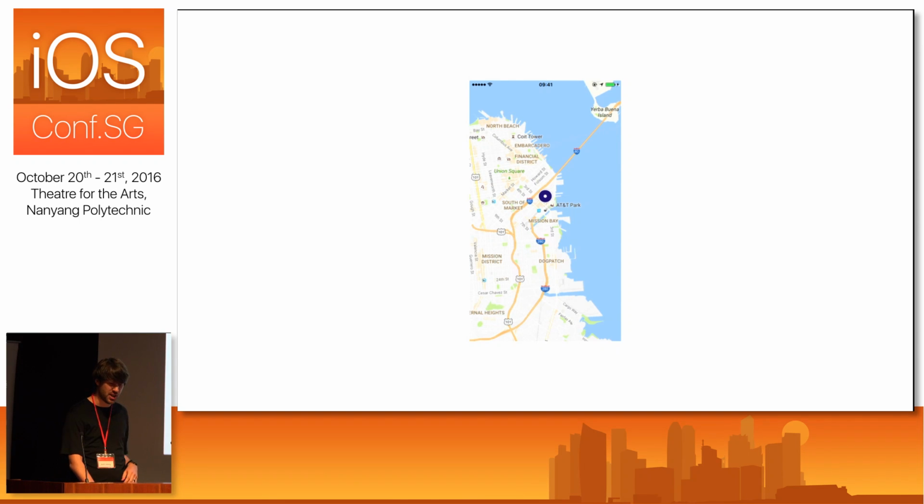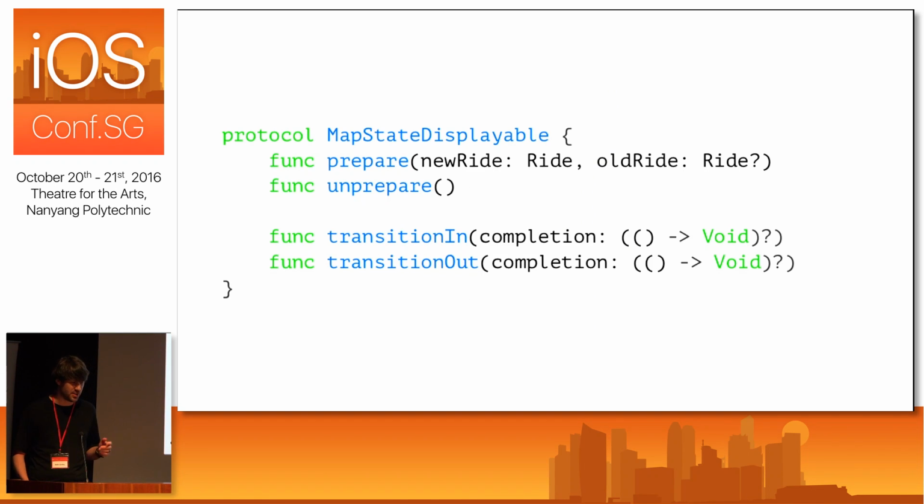And of course, to tie all these together, we decided to create some protocols to handle this interface. The first of which we call MapStateDisplayable. We named it this because it represents a view controller that is displayed on the map for a specific state in the ride. A state in the ride for us is like you're waiting for your driver to come pick you up, or they picked you up, or they dropped you off, or something like that. So we have a separate view controller for every single one of those states, which there are like 20 of.